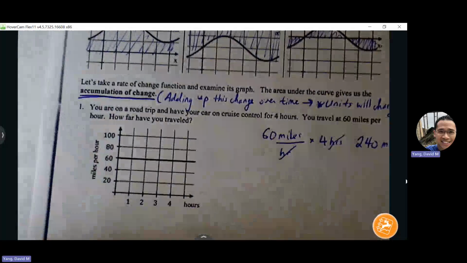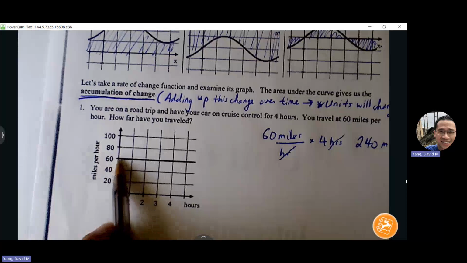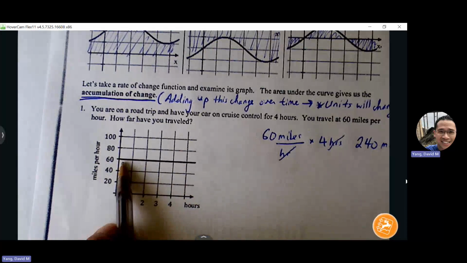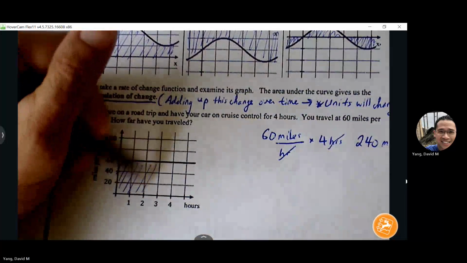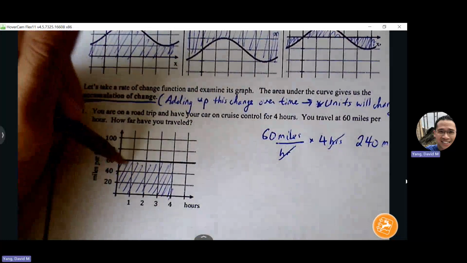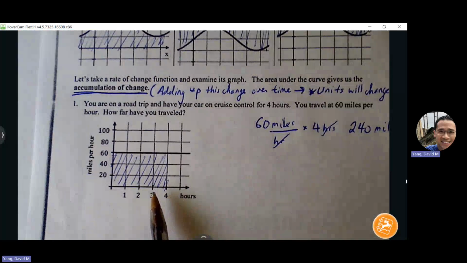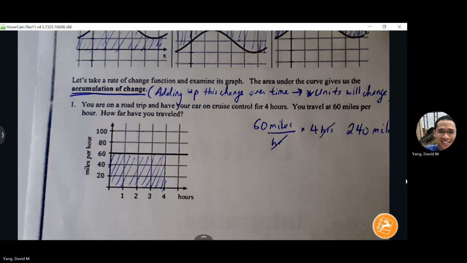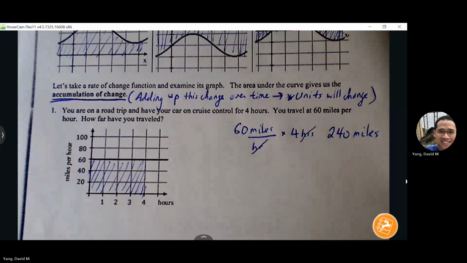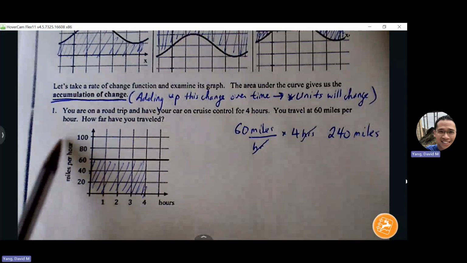On the graphical perspective, let's say this y-axis represents miles per hour. So 60 miles per hour, you're accumulating this rate, this change, over a period of time. And when you accumulate, you're essentially involving area. So how far you've traveled is the accumulation of the rate of change, and area represents how far we've gone on that trip. Right, miles per hour times hour is not going to stay at miles per hour.